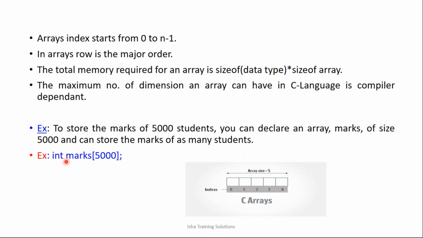So this particular marks variable can hold 5,000 students' marks of integer data type, not of another data type. If you enter another data type, it will throw an error. So this marks variable can hold 5,000 students' marks of integer data type.